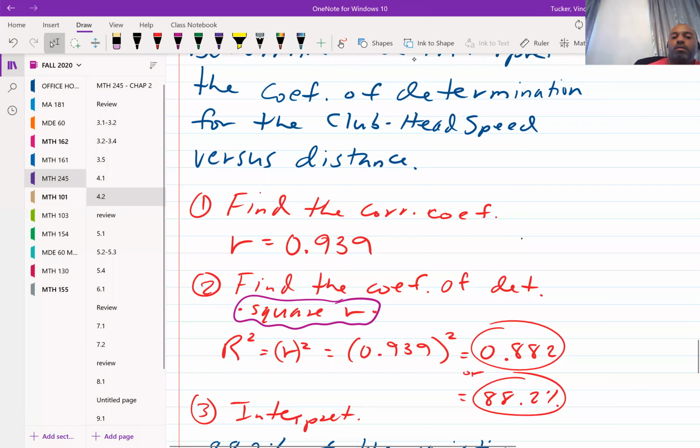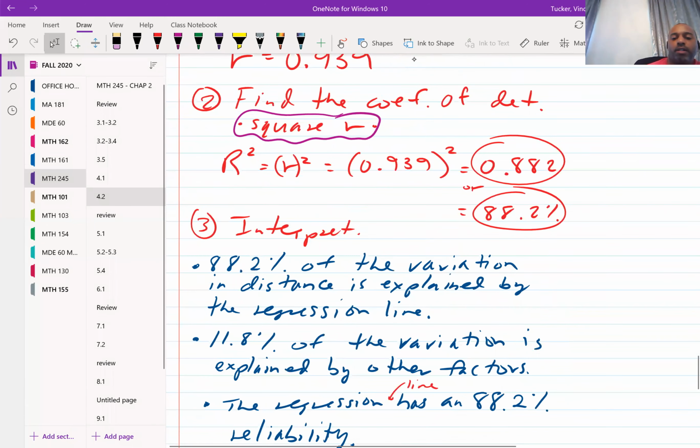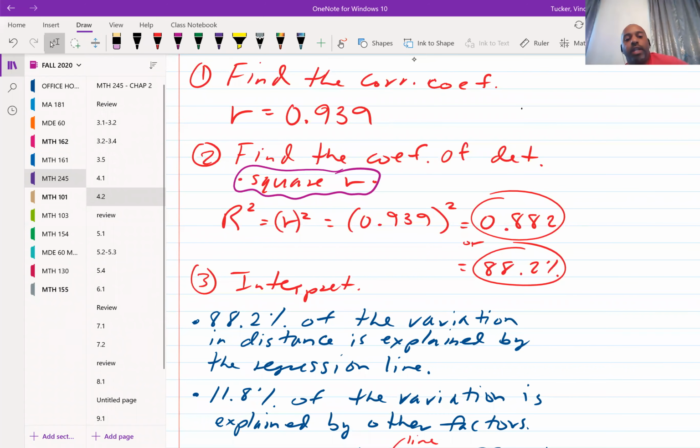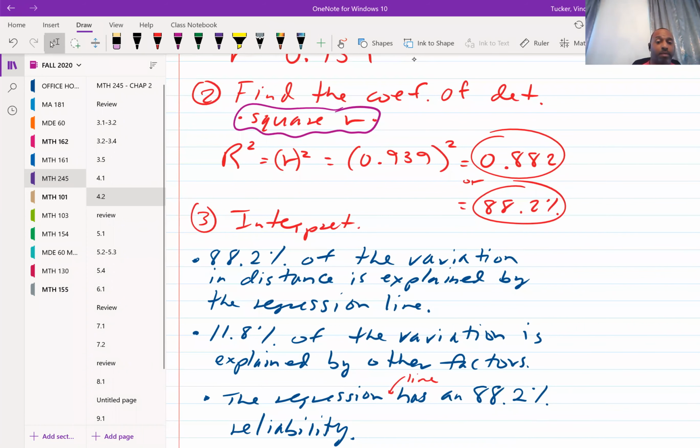All right. So the interpretation of what that means for us. 88.2% of the variation in distance is explained by the regression line. 11.8%, and we get that by subtracting 88.2 from 100, of the variation is explained by other factors. So basically what that means is that the regression line has an 88.2% reliability.